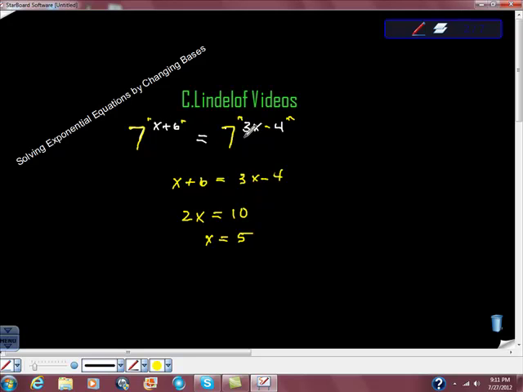Check this out. 5 plus 6 is 11. 3 times 5 is 15. 15 minus 4 is 11. So 7 to the 11th is equal to 7 to the 11th. That was just easy algebra, I hope. So, okay, let's do another one.